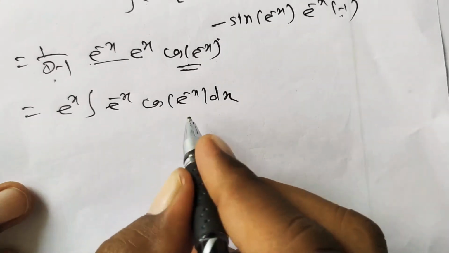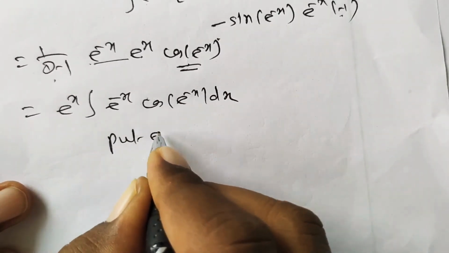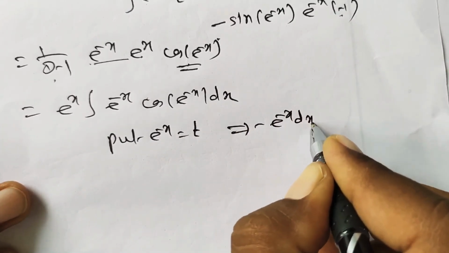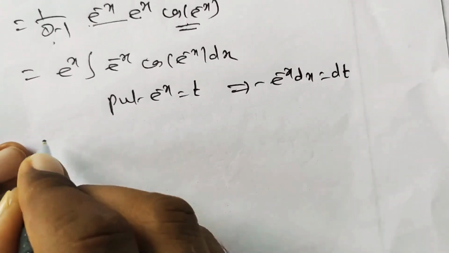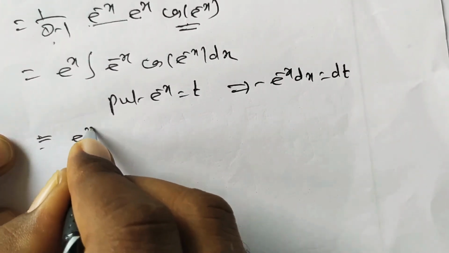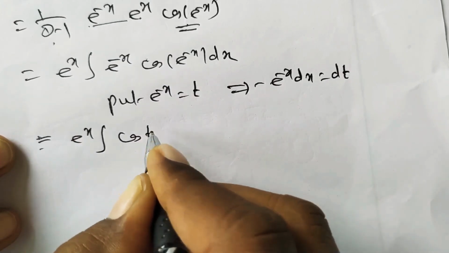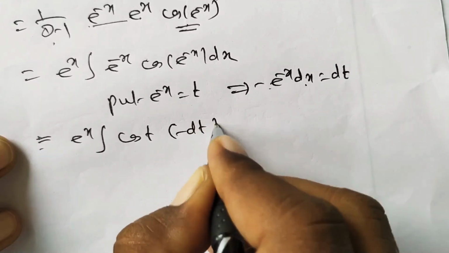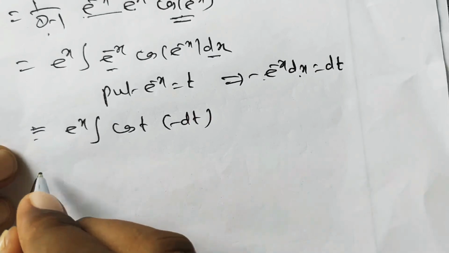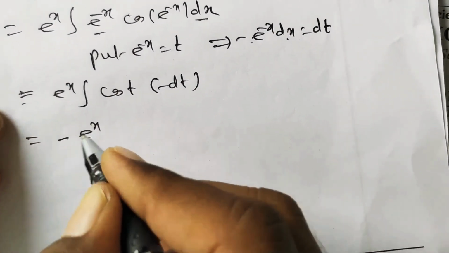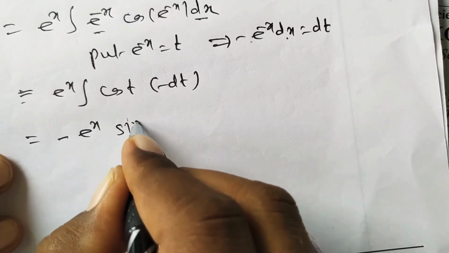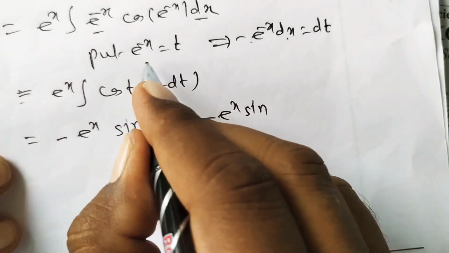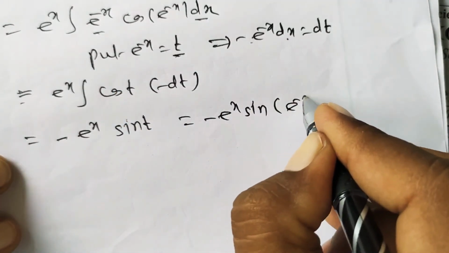Now how do we find the integration of this term? For the integration, put e raised to minus x equal to t, which implies minus e raised to minus x dx is equal to dt. Therefore this is equal to e raised to x into cos t, and the value of e raised to minus x dx is minus dt. So taking the minus sign outside, the integral is minus e raised to x into the integration of cos t, which is sin t. And what is the value of t here? The value of t is e to the power minus x.